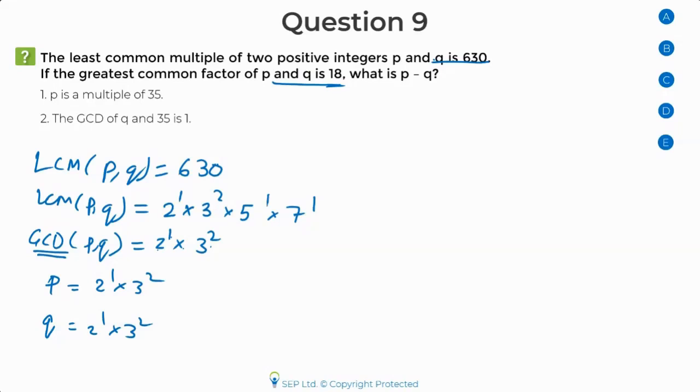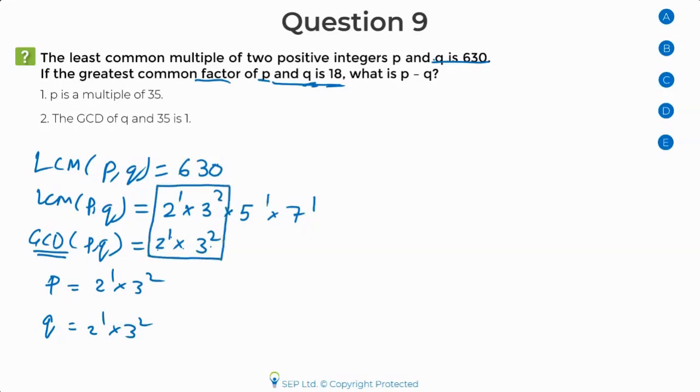So I hope this part is clear, because if the GCD is 18, that means 18 is present in both of them. Only then, because a factor means it will divide both of them. That means 18 has to be present in both of them. So notice I'm taking care of this. This part is done. I don't need to worry about it at all.